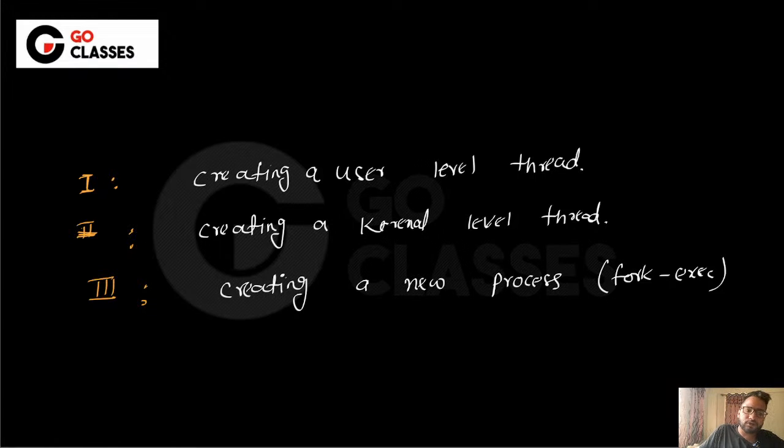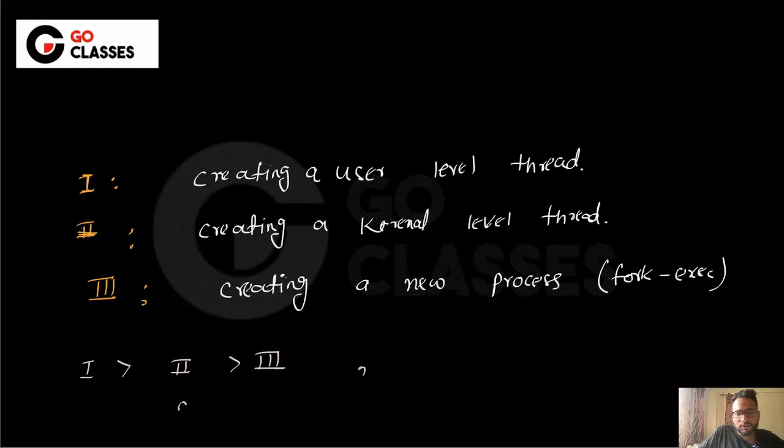Creating a user level thread. Second one is creating a kernel level thread. And third one is creating a new process, maybe using fork exec, right? Which one do you think is costliest? Can you arrange them in order of cost? Can I say that one is greatest, then second, then third? Is this the correct order?